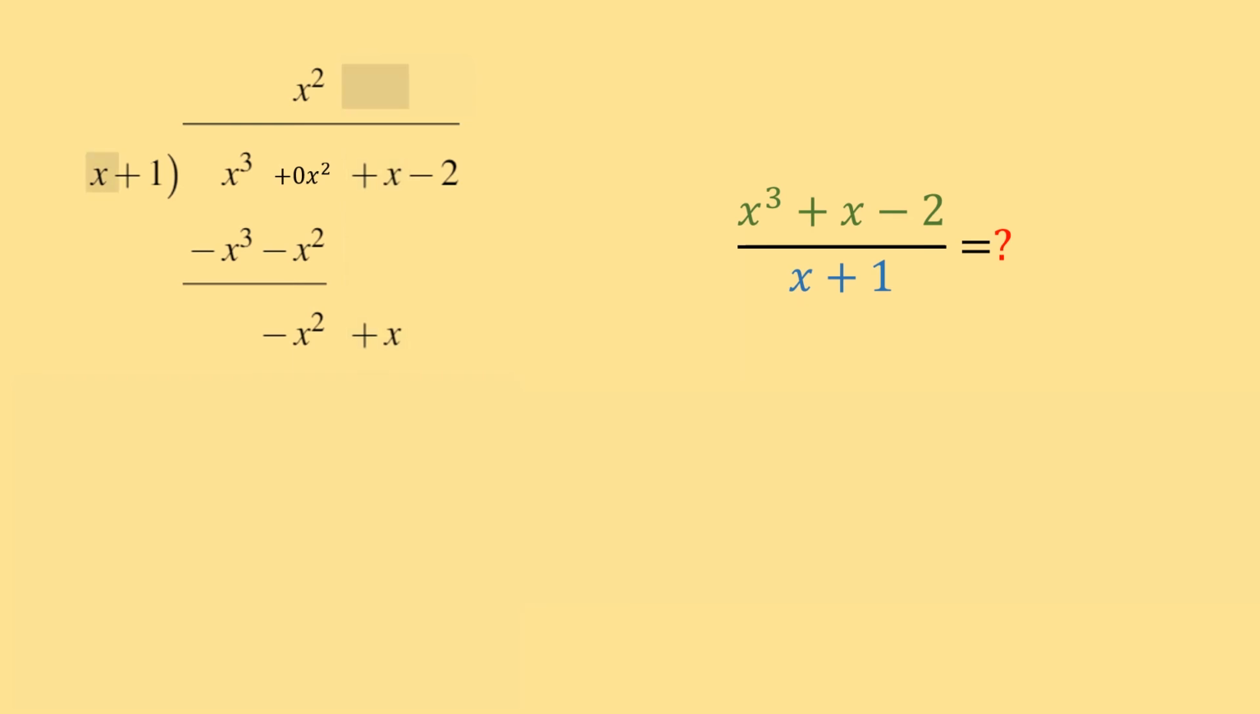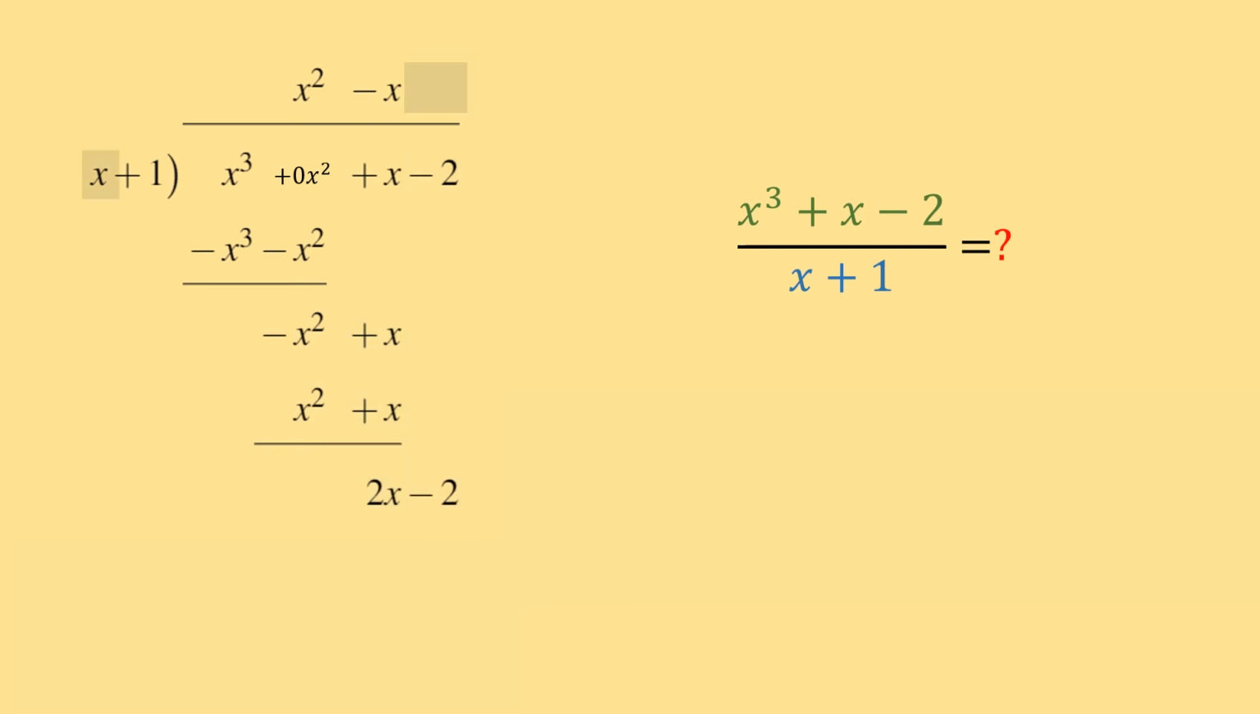x times what gets me negative x squared? Well, that will be negative x. So I put negative x up top above the x position. I then take that value, I multiply it by my divisor. So negative x times x is negative x squared. Negative x times 1 is going to be negative x. I flip the signs, and then I add vertically. All right, I get 0. I got, looks like 2x. We now bring down the next value, and we repeat the process.